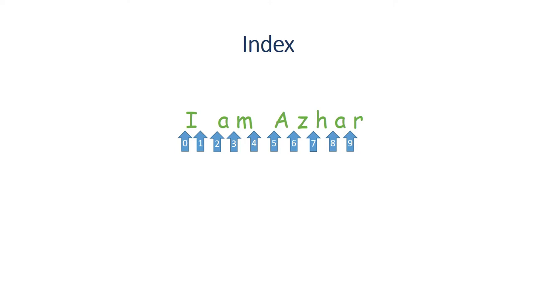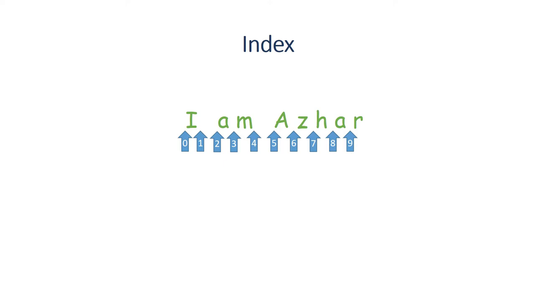Every space also has an index. Here, as you can see, the space after I has index 1, and after that we have A, which is on index 2. We have M, which is on index 3. We have another space, which is on index 4. We have capital A on index 5, Z on index 6, H on index 7, A on index 8, and R on index 9. So as you have seen, every character in a string has its own index.